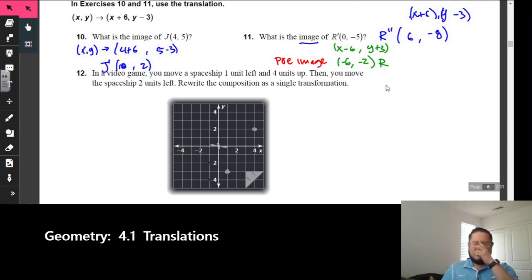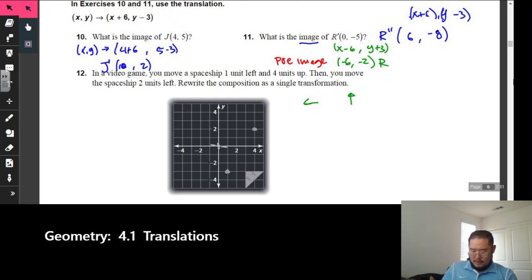Lastly, number 12, let's put everything together. It says, in a video game, you move a spaceship 1 unit to the left and 4 units up. So think about it: you go 1 unit to the left, and you go 4 units up. Then you move the spaceship 2 units to the left. You want to rewrite the composition as a single transformation.